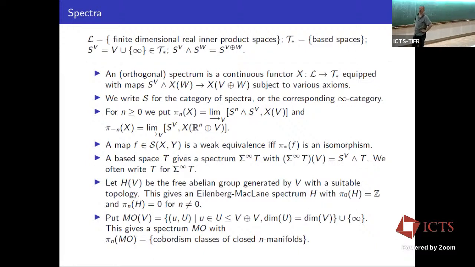There's a whole bunch of extra work you need to do to understand anything useful about the properties of MO, but here is the key property that comes out of thinking through the geometry of this. Pi n of this spectrum MO is the set of cobordism classes of closed, smooth, n-dimensional manifolds. So this gives us a nice connection between stable homotopy theory and differential geometry.